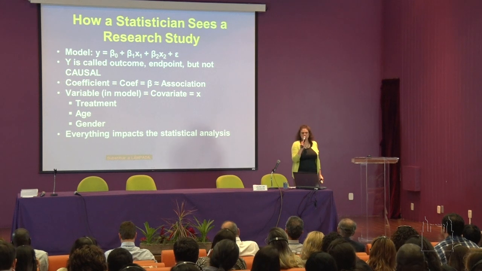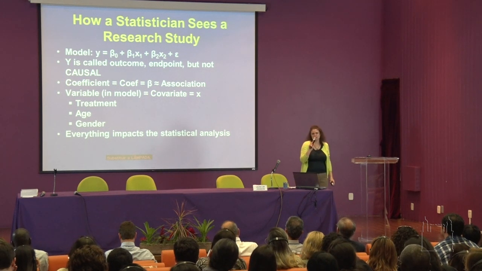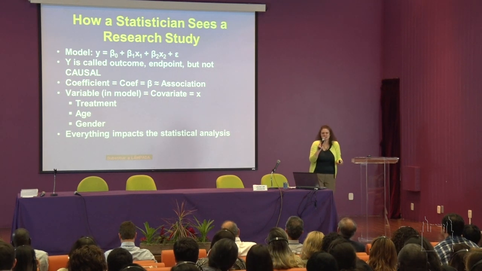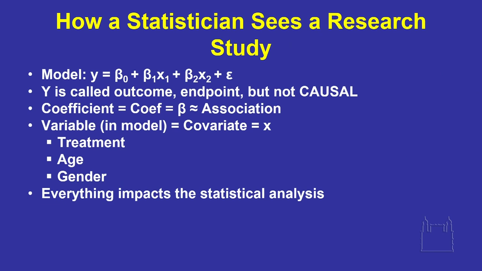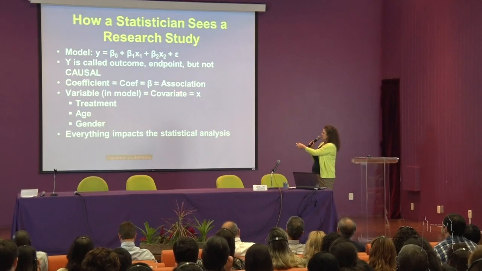But I want you to understand that it's not causal, even though kind of the name that we give it, end point, outcome, makes it sound kind of causal. So Y would, for example, be the systolic blood pressure. It's the outcome of my study. Coefficient, and when you look at software, sometimes they write it coef, or they put the beta. This is going to tell you the association.